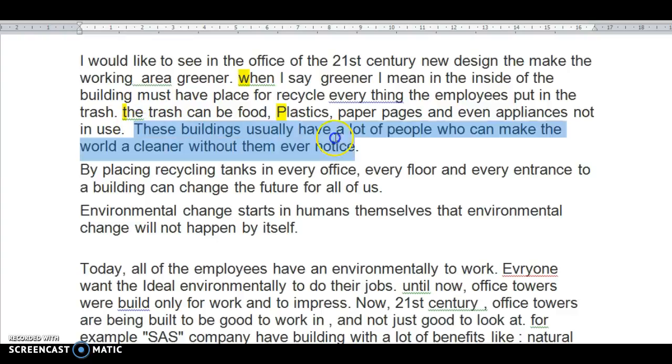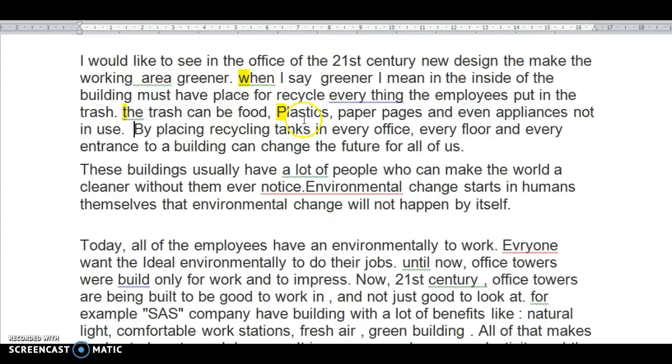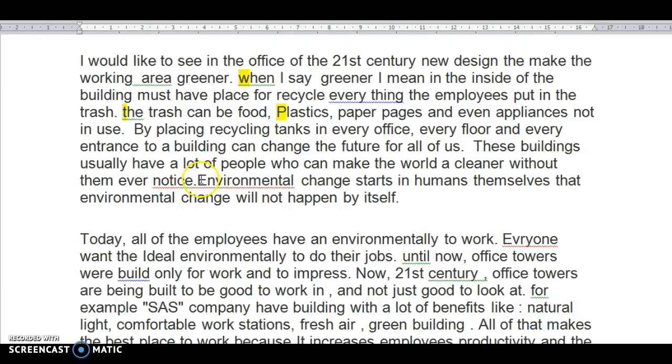Also, this is more of a concluding idea and should go here, because this, by placing recycling tanks or bins in every office, every floor, continues that whole idea of making it greener inside. So here again, these buildings, and then an attempt for some kind of summing up. "Environmental change starts in humans themselves. That environmental change will not happen by itself." And that summarizes and almost repeats a lot of the ideas that are in here. So here we have a very nice concluding sentence.